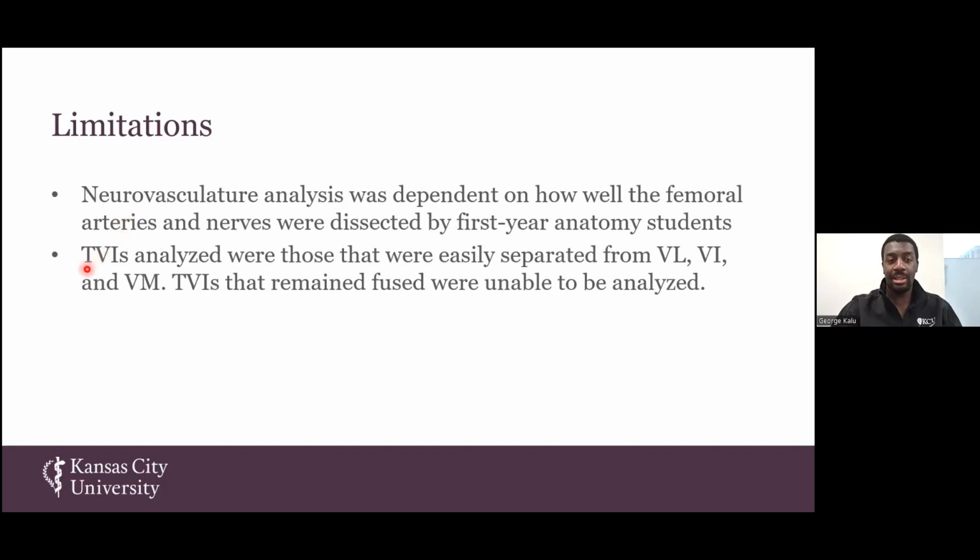And then in addition to that, the TVIs that I was able to analyze were only those that I could easily separate from the vastus lateralis, intermedius, and medialis. Anything that stayed fused, I wasn't able to easily identify, and so I wasn't able to analyze as a result.